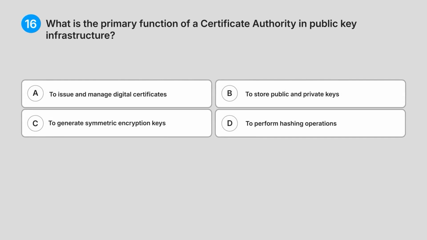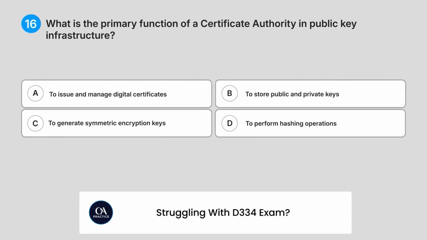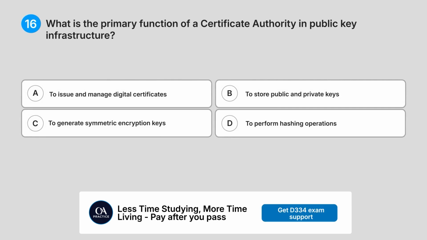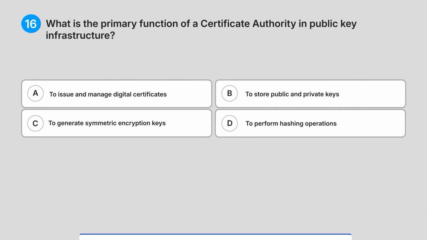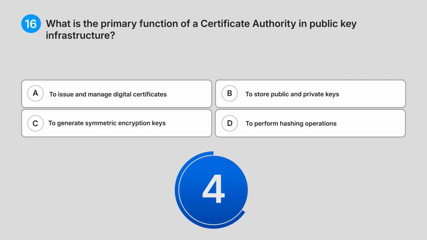16. What is the primary function of a certificate authority in public key infrastructure? A. To issue and manage digital certificates. B. To store public and private keys. C. To generate symmetric encryption keys. D. To perform hashing operations. Do you know the answer?